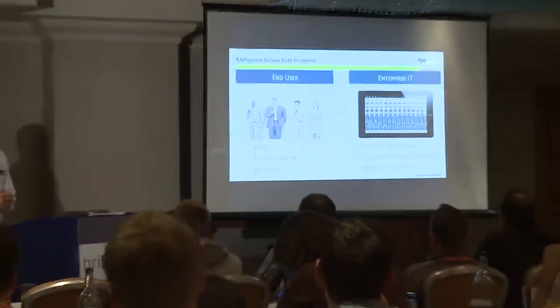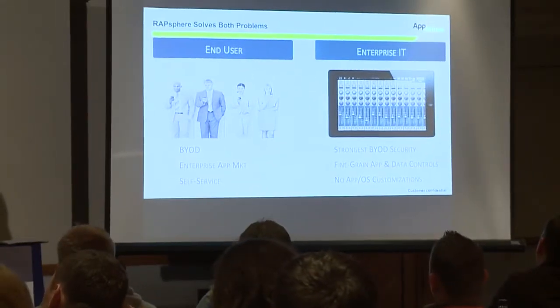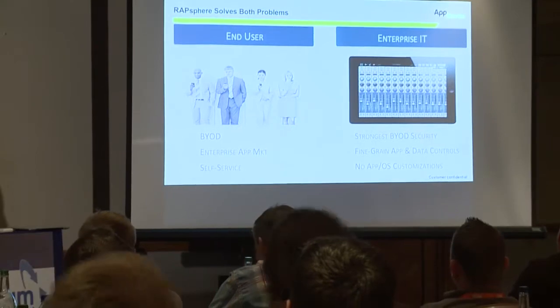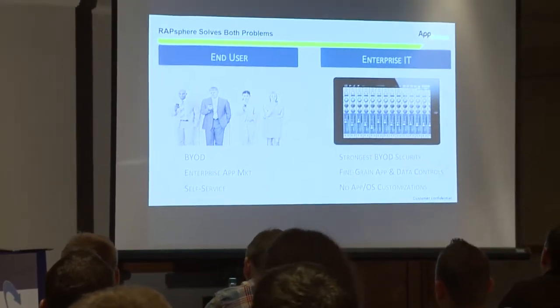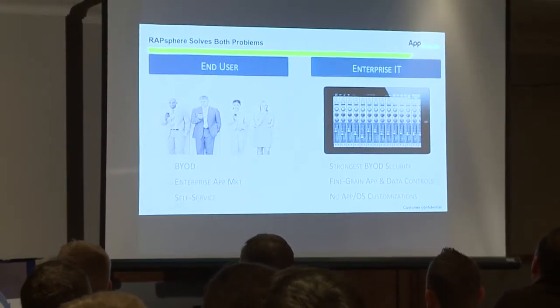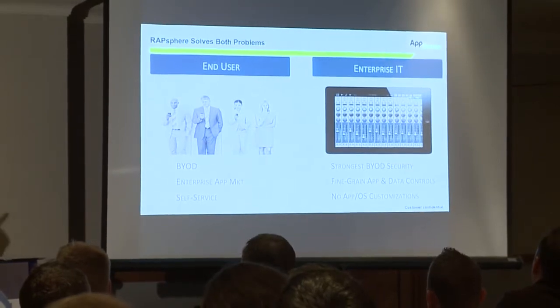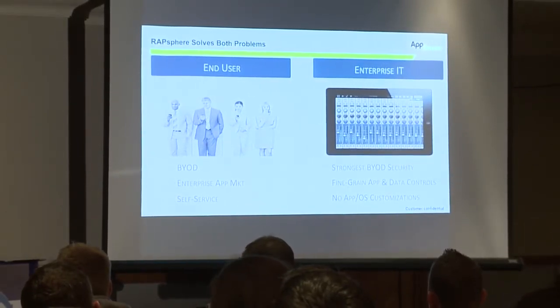You're going to refresh that device on average once a year. So tying yourself to a solution that stops you moving quick, not smart, I don't think. So with WrapSphere, as I'll hopefully show you, it's a very, very agile solution. It doesn't need an SDK. You can wrap applications dynamically. And you can change policy on the fly, which is the really cool thing.